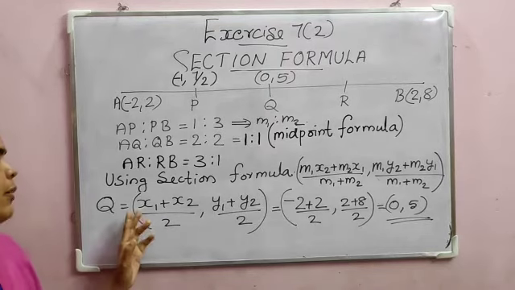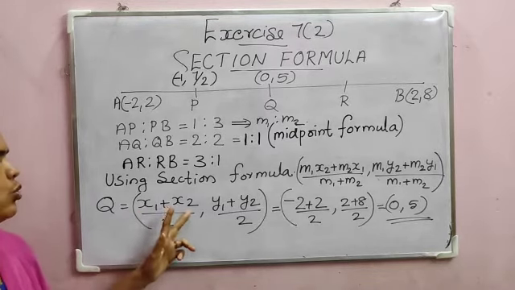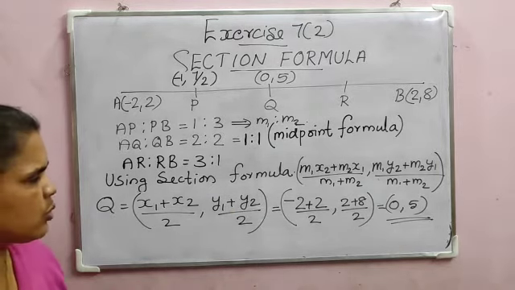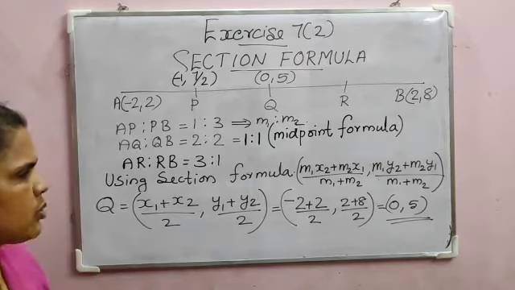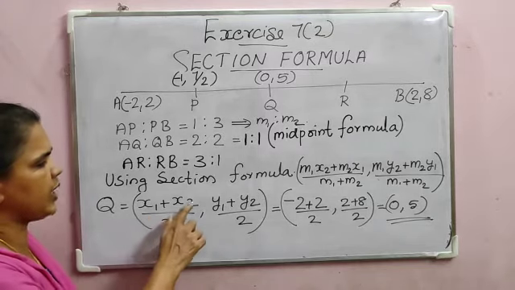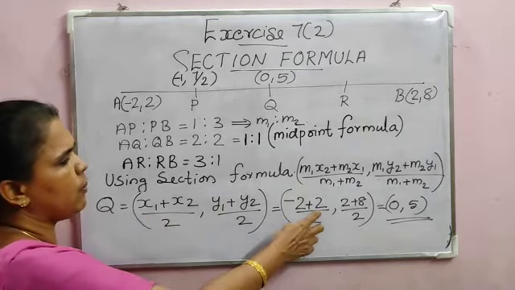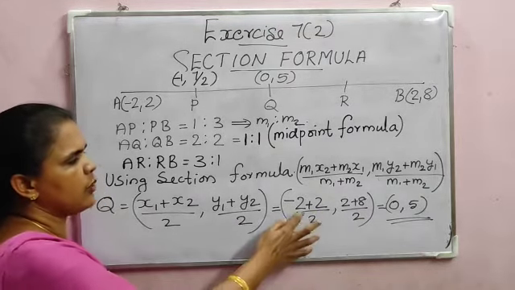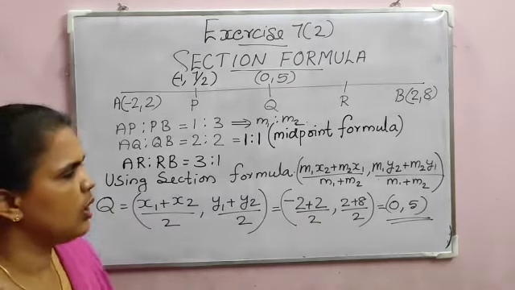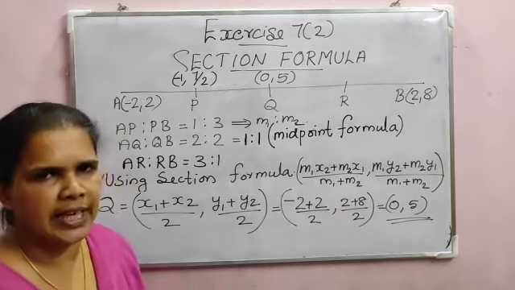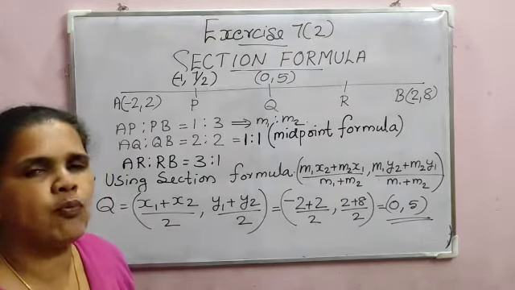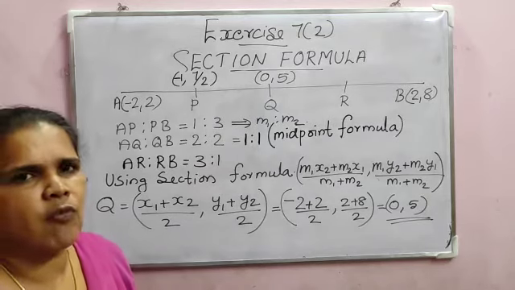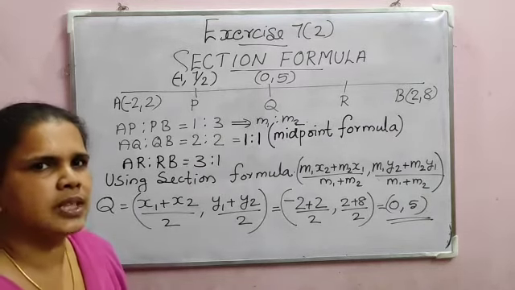What is the midpoint formula? Q is equal to (x1 plus x2) by 2, comma (y1 plus y2) by 2. Then substitute x1 and x2, y1 and y2, that is (negative 2 plus 2) by 2, comma (2 plus 8) by 2. Negative 2 plus 2 is equal to 0. Then 2 plus 8 is 10, 10 by 2 is equal to 5. So the point Q is (0, 5).